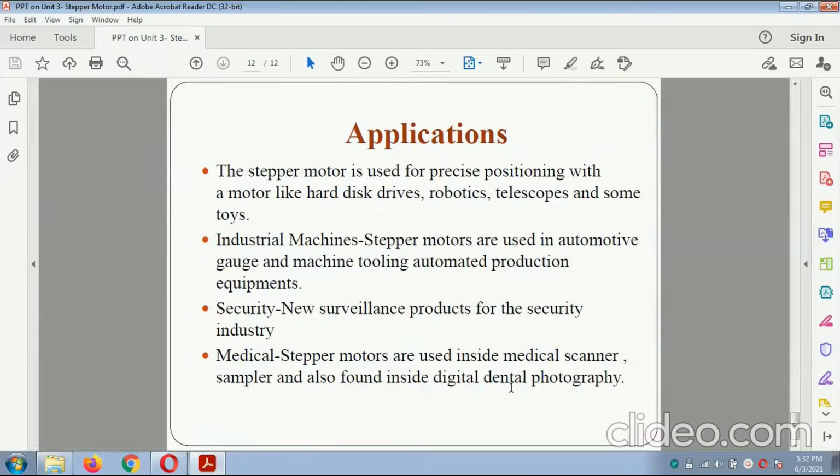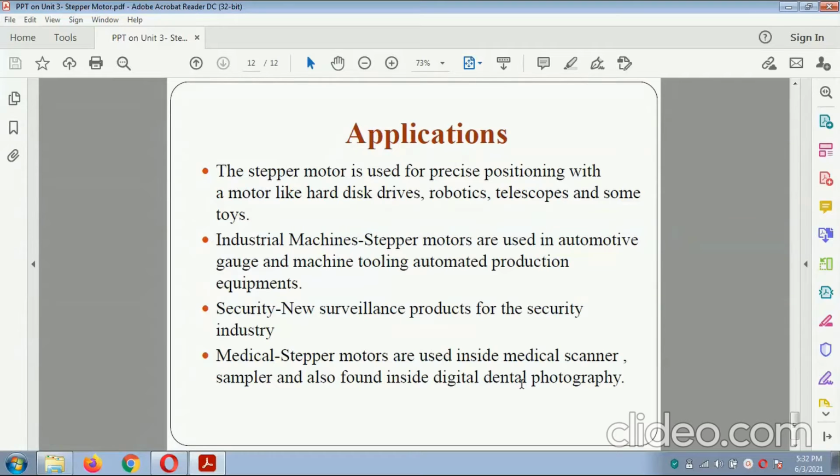The applications of the stepper motor: it is used for precise positioning with the motor, like hard disk drives, robotics, telescopes and some toys, and industrial machines. Stepper motors are used in automotive gauges and machine tooling, automated production equipment. Security: new surveillance products for the security industry. Medical: stepper motors are used inside medical scanners, samplers and also found inside digital dental photography.